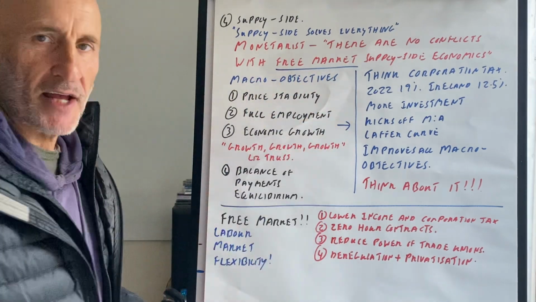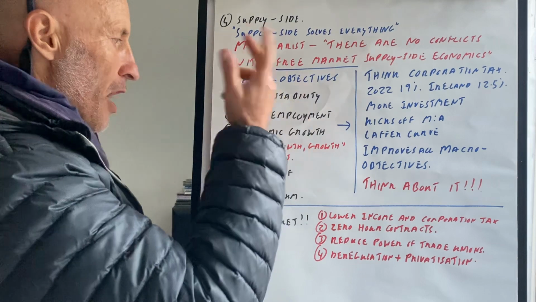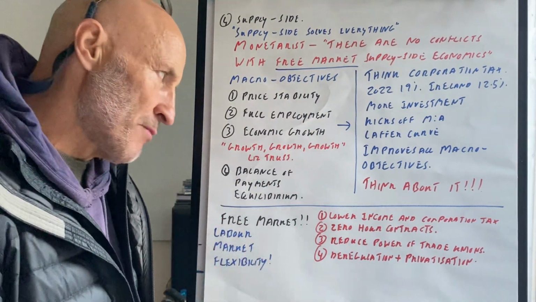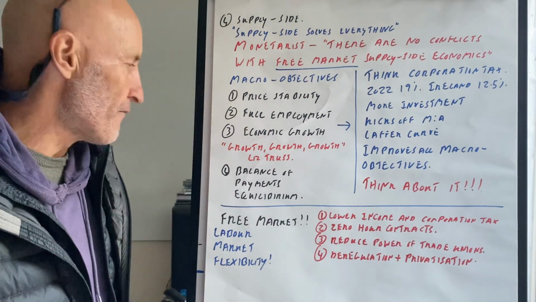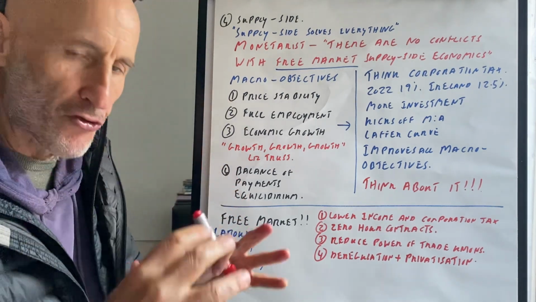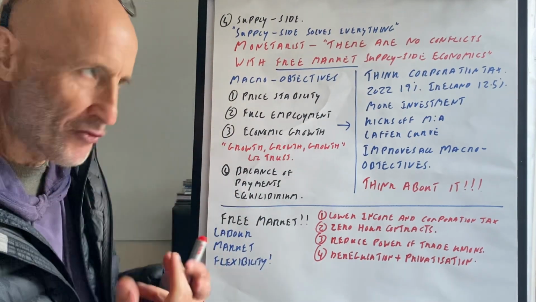Remember the macro objectives: price stability, full employment, economic growth, and balance of payments equilibrium. Remember Liz Truss, when she was Prime Minister for 44 days, she made a famous speech to the Tory party conference where she goes, it's all about growth, growth, growth. Okay, as you get growth, then we all become wealthier.